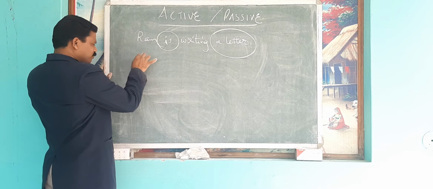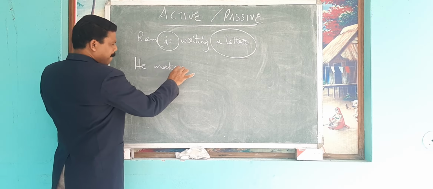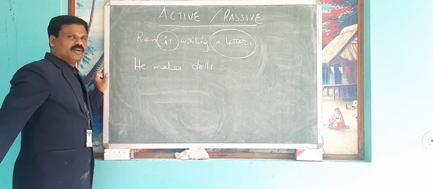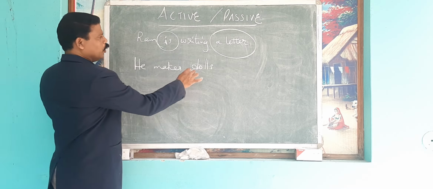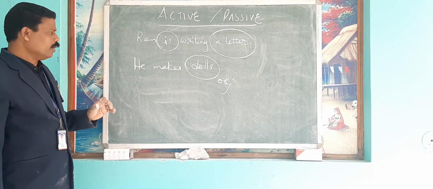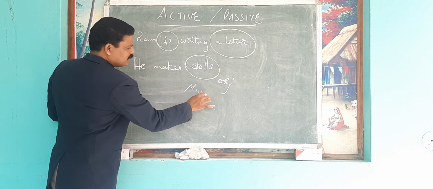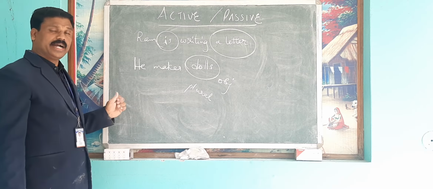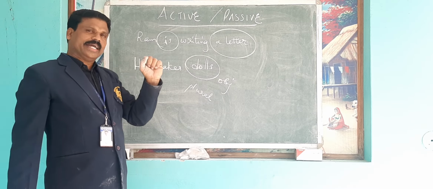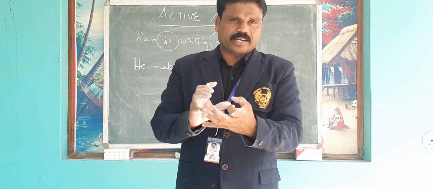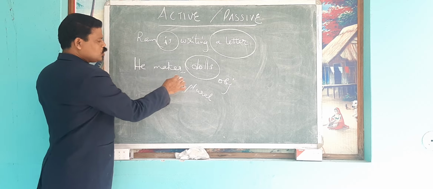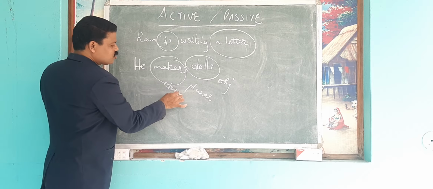Look at the sentence. He makes dolls. He makes what? Dolls. Objects. Dolls, it is plural. Number 3, identification of auxiliary verb. There is no auxiliary verb in the sentence. So when there is no auxiliary verb in the sentence, we have to take the auxiliary from the verb makes, ends with yes. So the hidden auxiliary verb is does.